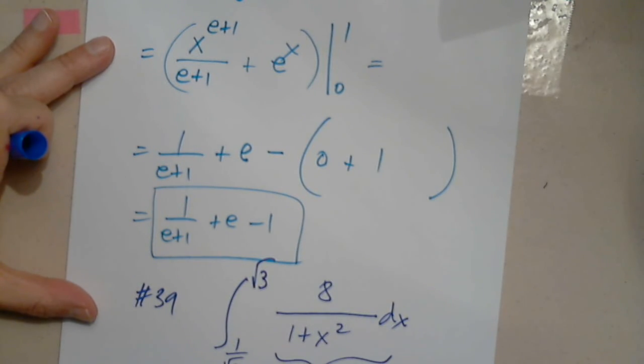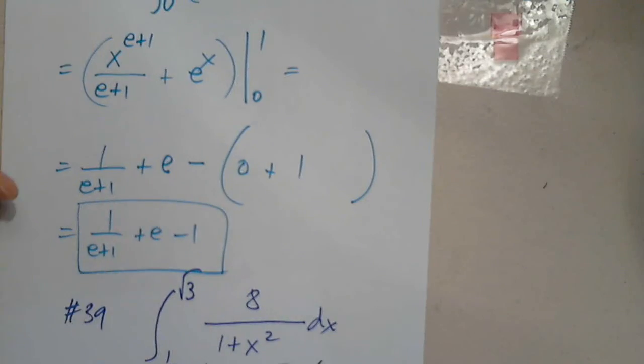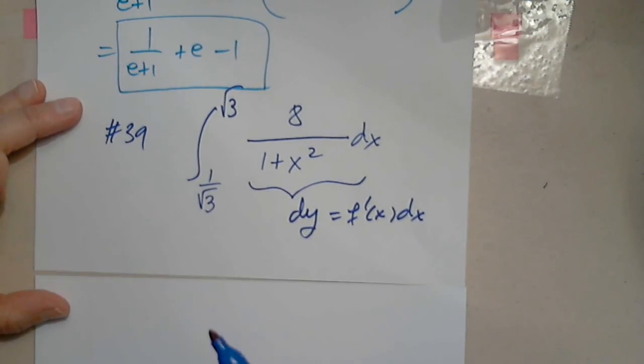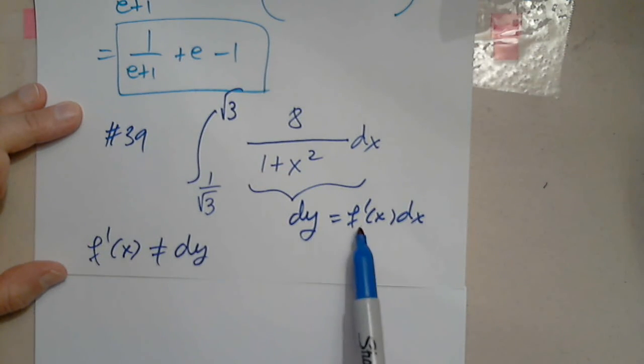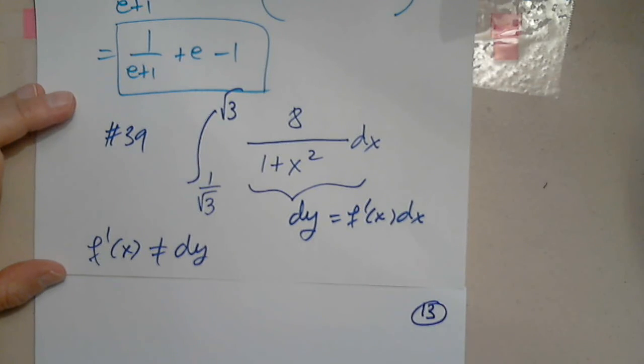Notice that basically this is dy, f prime of x dx. That's why I emphasized in the previous chapter that f prime does not equal dy. So dy is the differential of y, f prime of x dx, so f prime does not equal dy. Please remember that, we discussed that in the previous chapter.